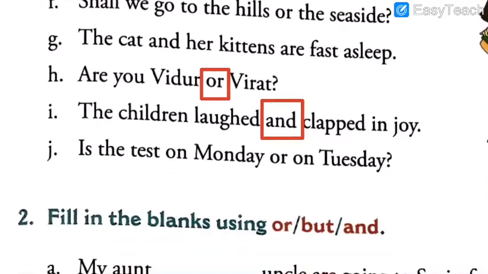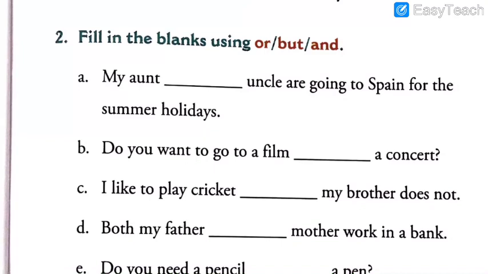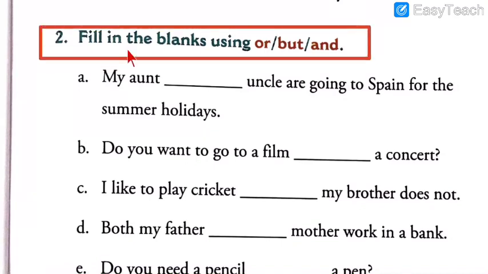Now let us move towards the next exercise. Exercise number 2. What do we have to do here? Fill in the blanks using or, but, and. You have to use any one and fill in the blanks, but it should be correctly used. So before you start anything, I'd like to ask you to open up your rough book. Give the heading exercise number 2, chapter number 13. If you don't have the textbook, only then you will do this in the rough book. If you are having the textbook, obviously you are going to solve it in the textbook itself in the blank spaces given here.